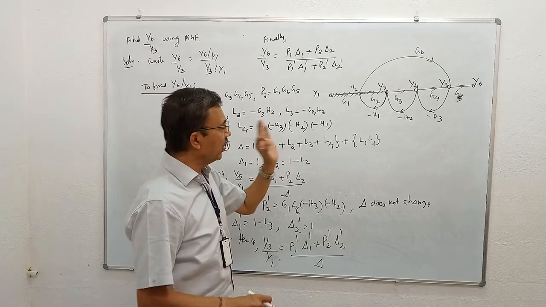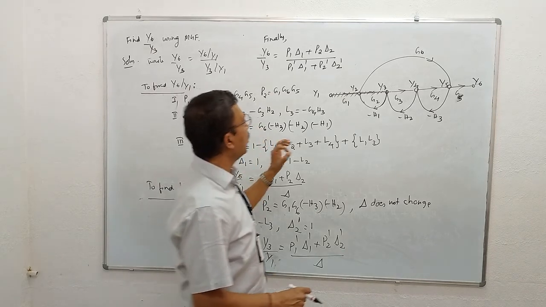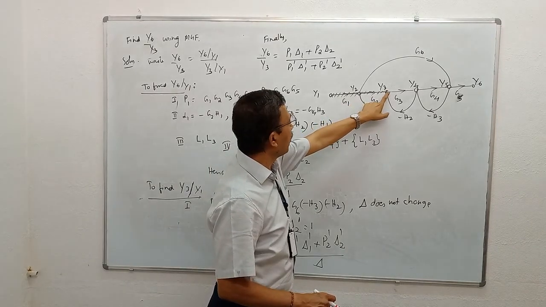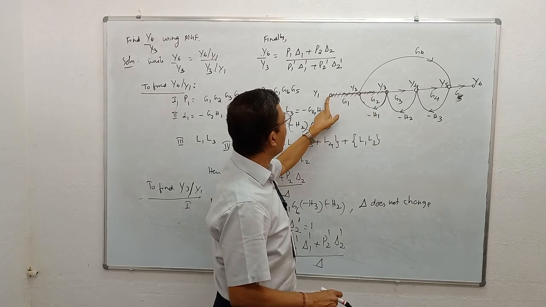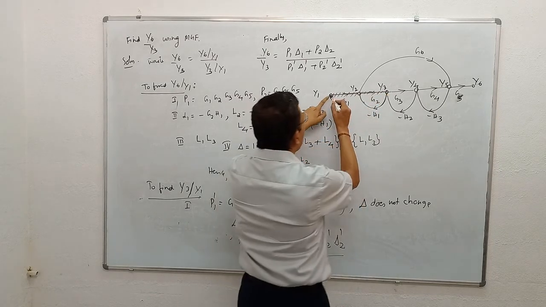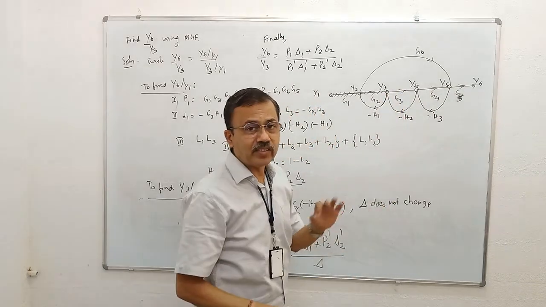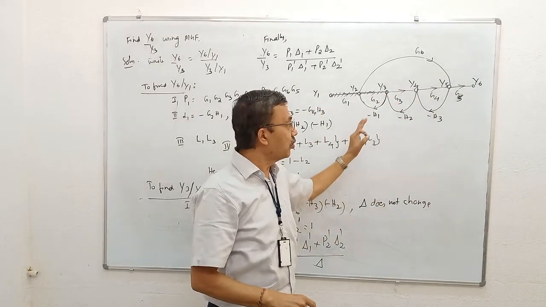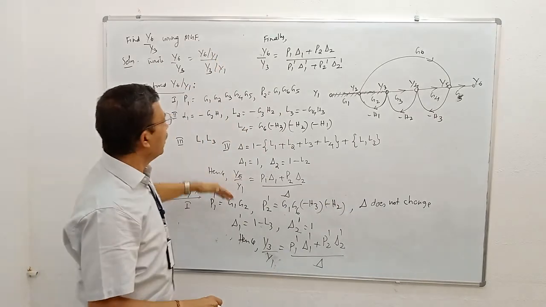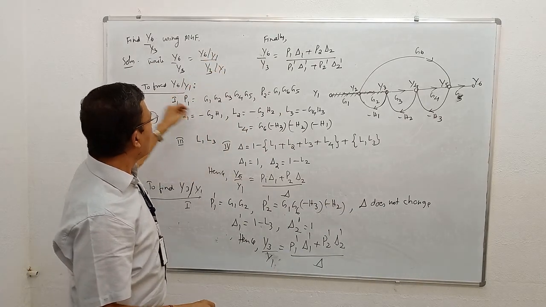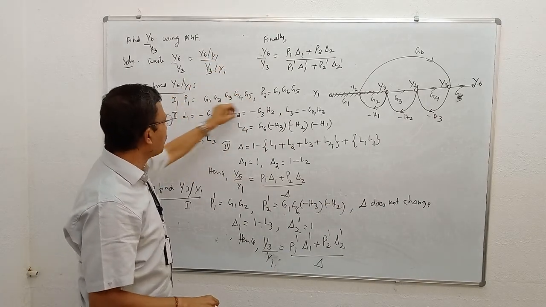So the mistake the student will make is, when they are finding Y3 by Y1, they will take only one forward path and they will miss this forward path. This is the most trickiest thing in this problem. Please go through this problem. I have told briefly, right in depth, how many forward paths are there, how many loops are there, etc.